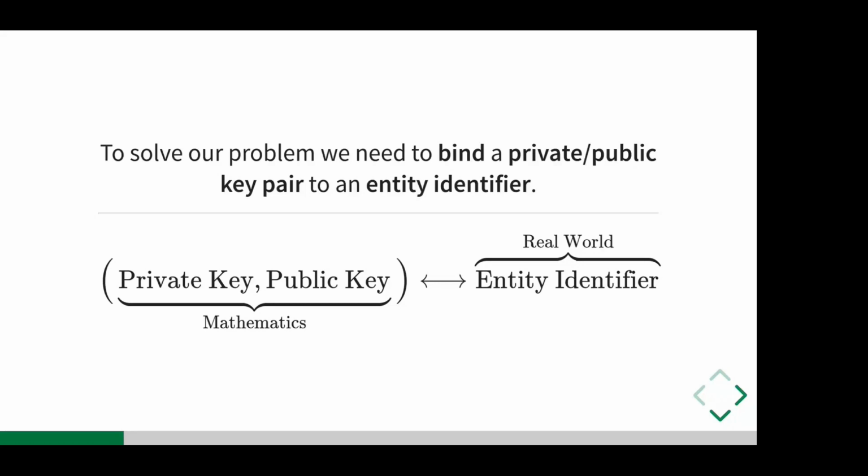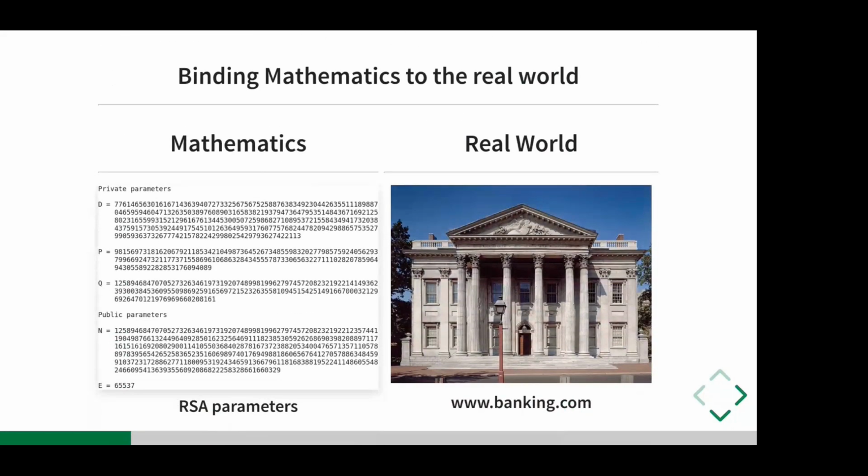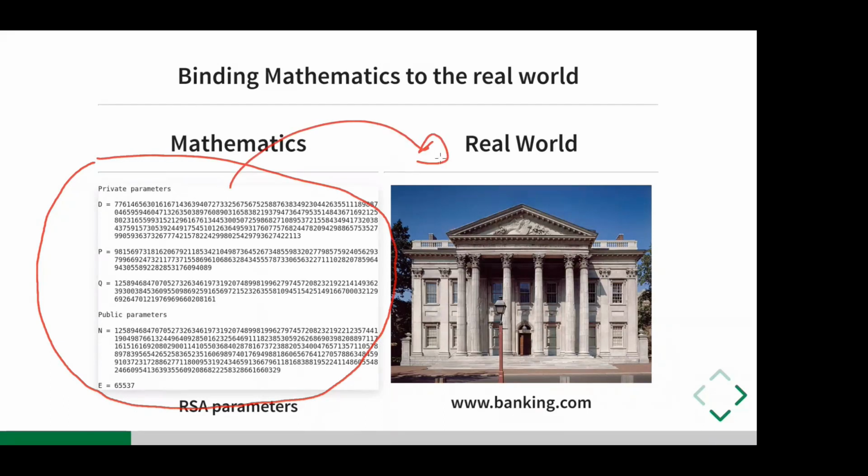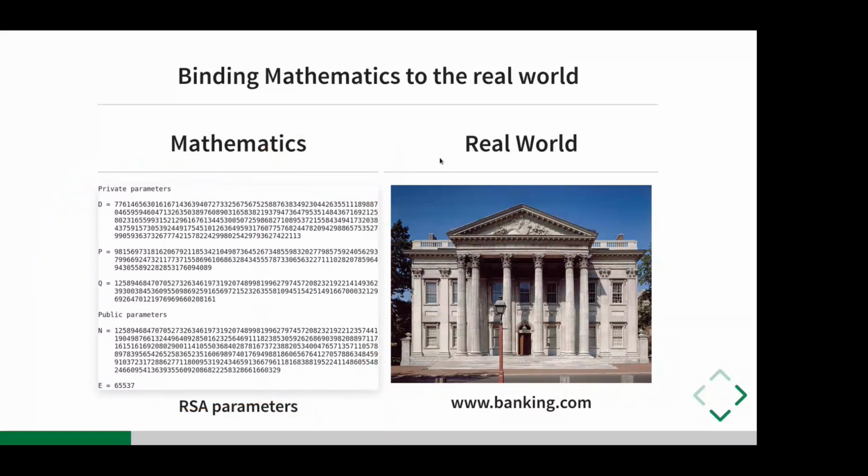This binding, of course, must be created in a way that it cannot be forged by malicious attackers. This is the idea. You have mathematics on the left, a bunch of numbers. By themselves they are cool, but what binds those numbers to, let's say, the site of a bank? I need to know that those numbers belong to that bank and not to a malicious attacker. Otherwise, all the security I can imagine is completely useless.